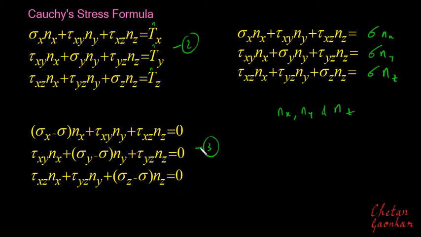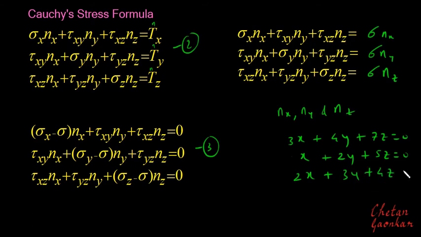This equation, equation number 3, if you observe it carefully, is a set of homogeneous equations, right? Because on the right-hand side all the terms are 0. If I take one simple example, I can have a homogeneous equation of this kind: x plus 2y plus 5z equal to 0, and then 2x plus 3y plus 4z equal to 0. Even this is an example of a set of homogeneous equations.